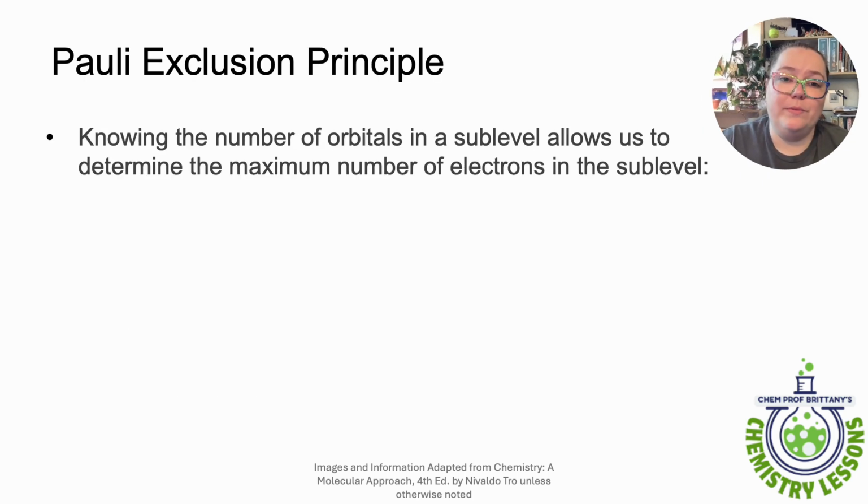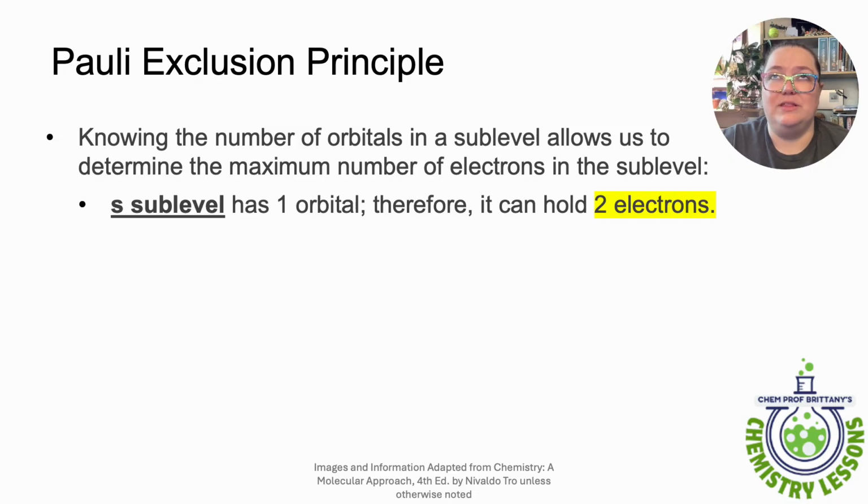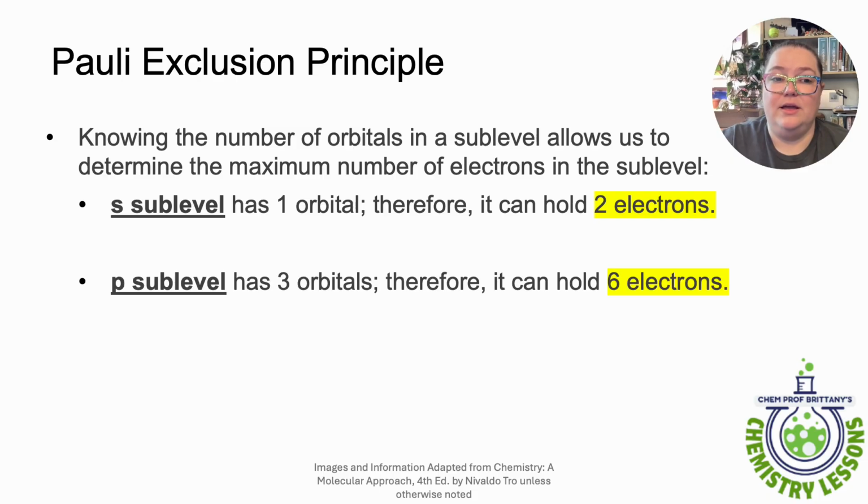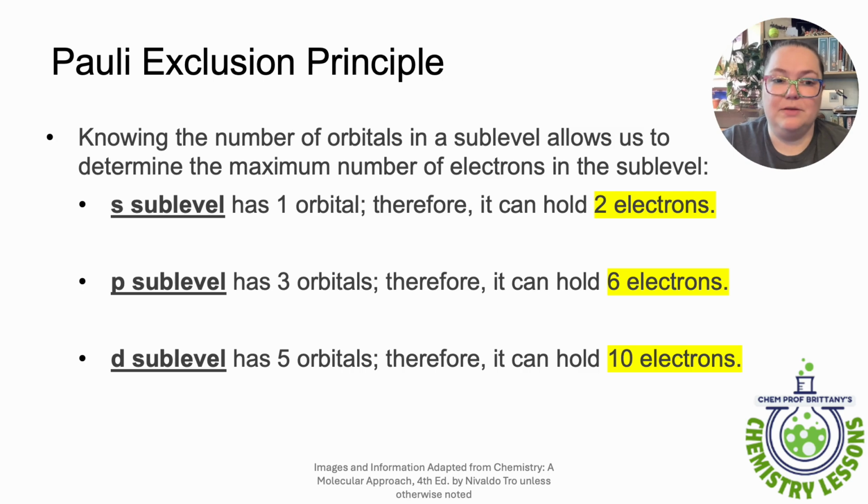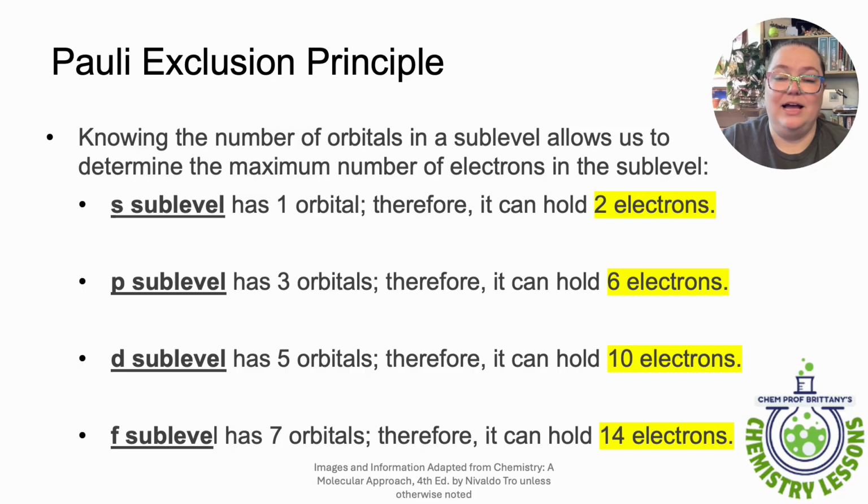So, knowing the number of orbitals in a sublevel allows us to determine the maximum number of electrons in the sublevel. The s sublevel has 1 orbital, so it can hold 2 electrons. The p sublevel, because we've talked about this, and I'll link in the cards the video where we talked about the orbital shapes, we get 3 of those orbitals, so each one can hold 2, that's a total of 6. The d sublevel has 5 orbitals, so it can hold 10 electrons, and then the f sublevel has 7 orbitals, so it can hold 14 electrons.